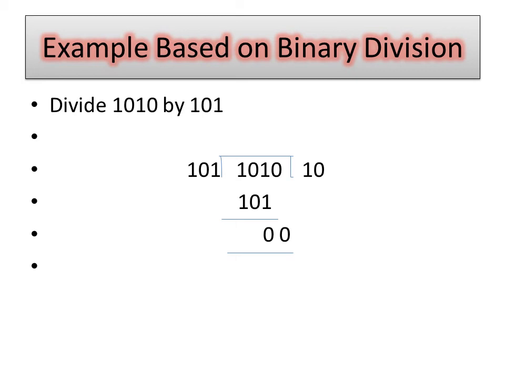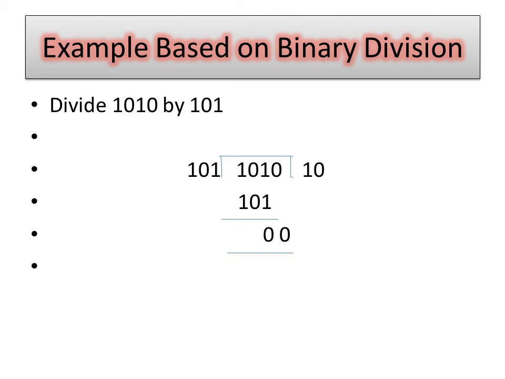Divide 1010 by 101. Here 101 is the divisor and 1010 is the dividend. Like we do in the normal division, here also we follow the same approach. On beginning the division, we know that 101 on multiplication with 1 will give 101 as a result. So now we are going to follow the rules of binary subtraction in binary division. So we will do the subtraction like 1 minus 1 would be 0, 0 minus 0 would be 0, and 1 minus 1 would be 0. So finally the result is 0.